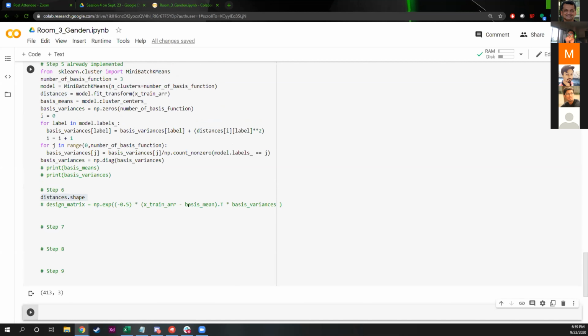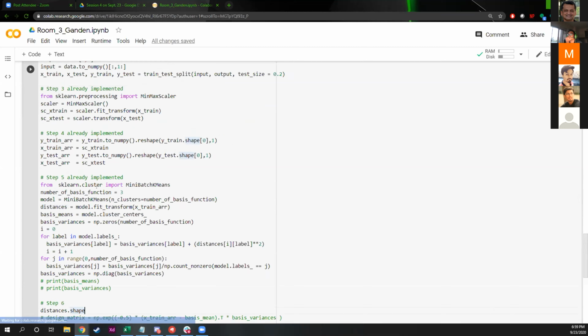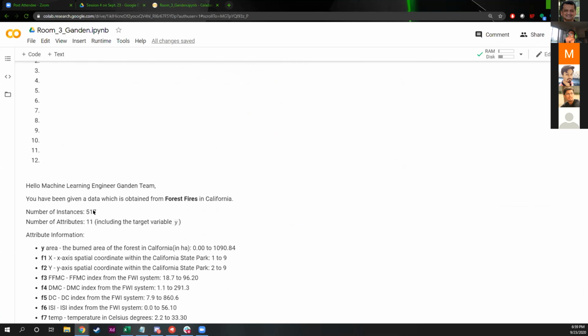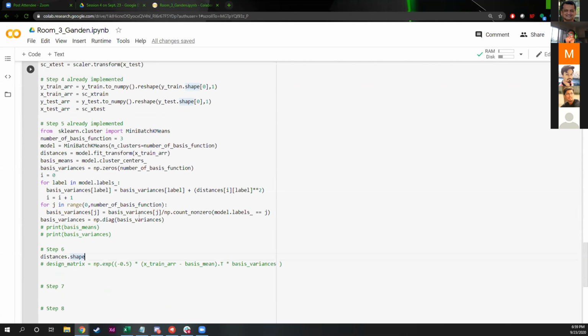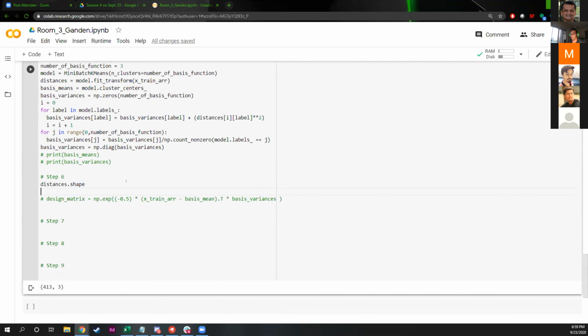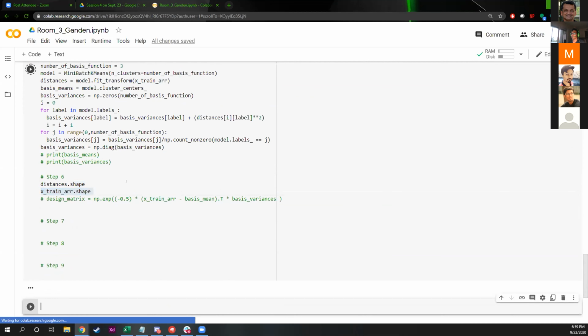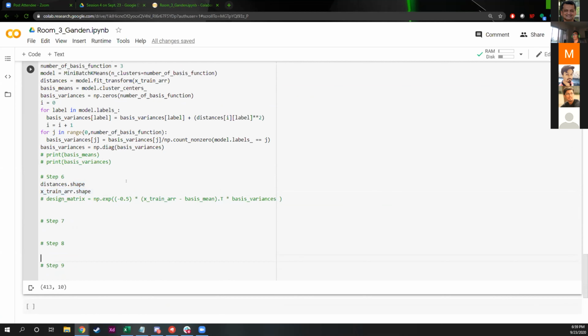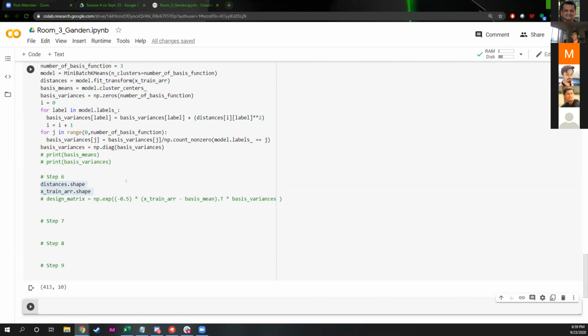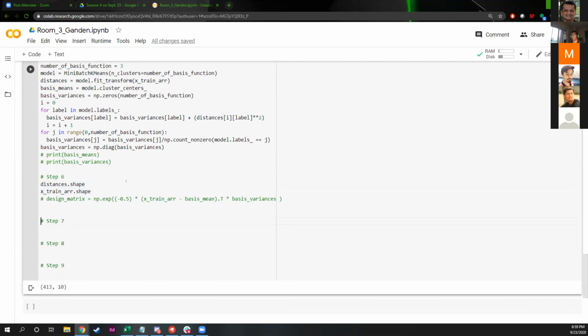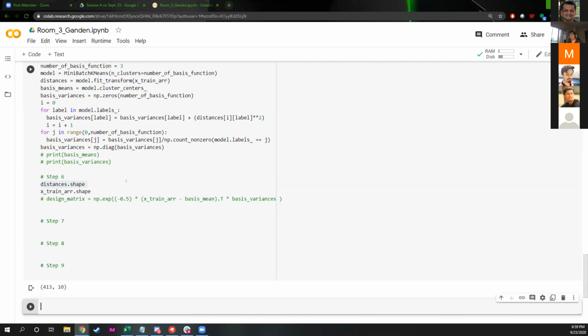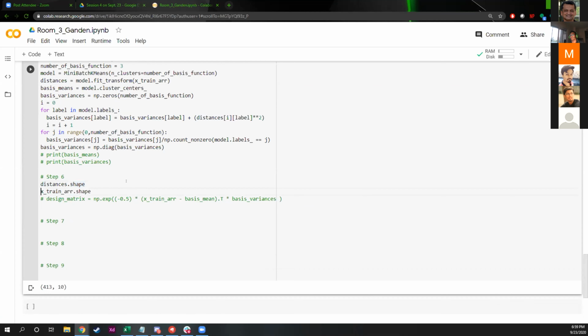And how many samples do you have? Can you do the same for X train? It's 517. No, for X train, the training data, not the entire data. Okay, so it's already computed the distance of a particular data point from all the centers. So I don't think we need to do that. It's already done that for us.